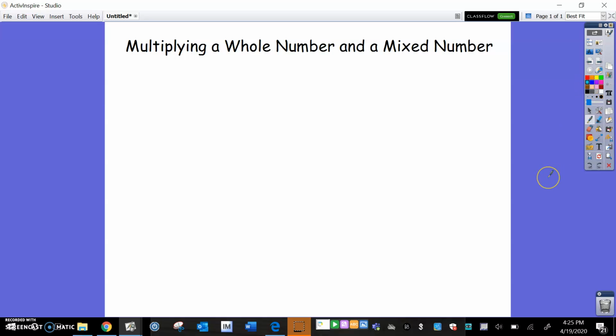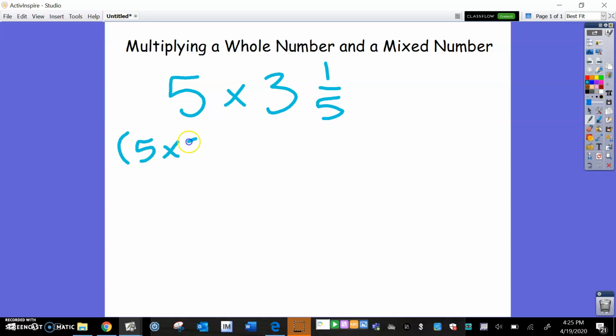So we have 5 times 3 and 1/5. Now, the way I'm going to solve this is I'm actually going to break this apart into two pieces. I'm going to have 5 times 3 plus 5 times 1/5. Now, you might notice I used one number twice. I want you to look at this. If you don't remember, take a look at it now. Which number did I use twice?